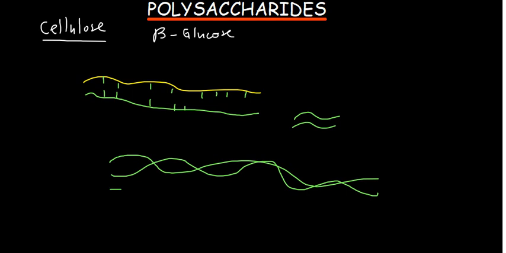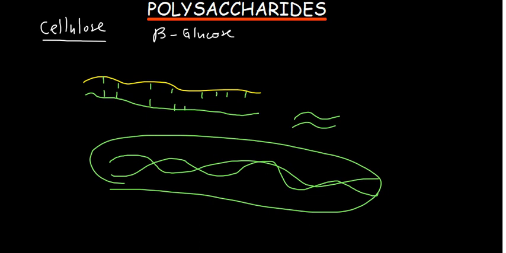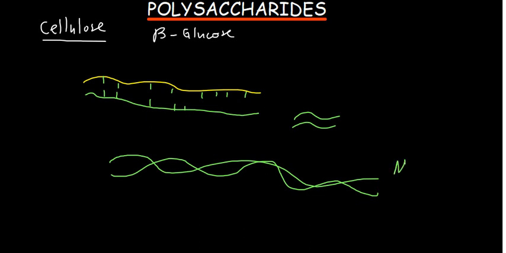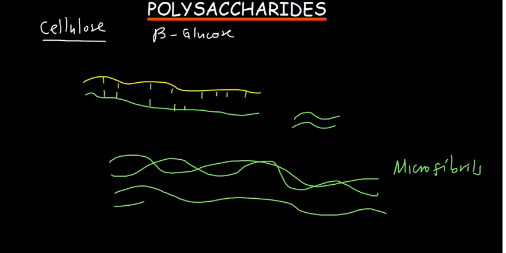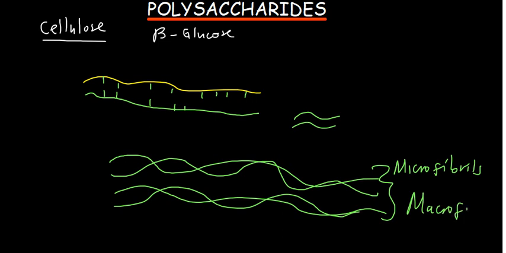So when these come together like this, they are going to form what we call microfibrils. And when these microfibrils come to be arranged together in bundles, like you have got another one like this, and a lot of them like that, together these microfibrils are now going to form what is called a macrofibril.